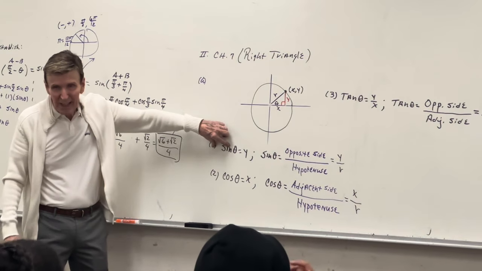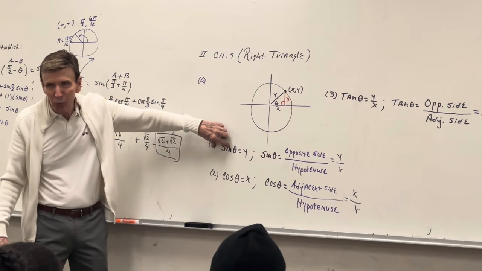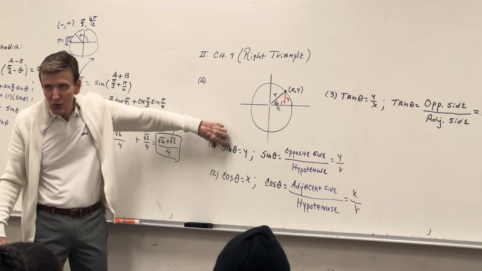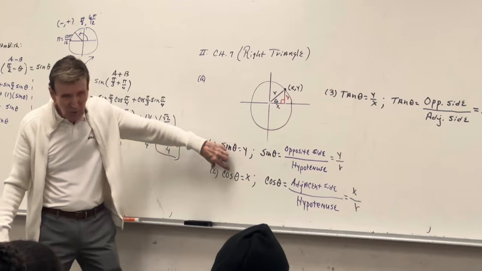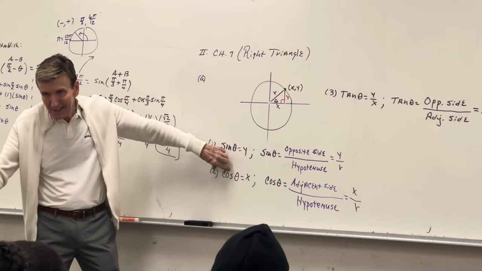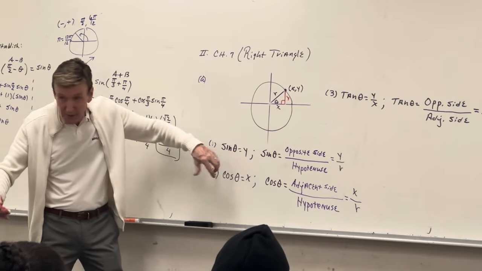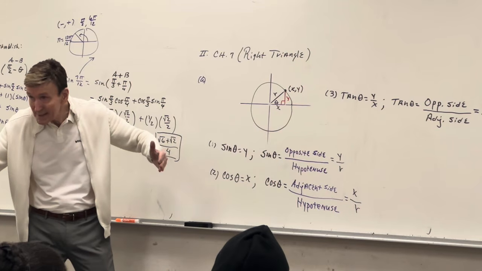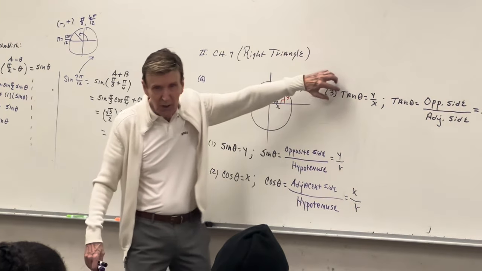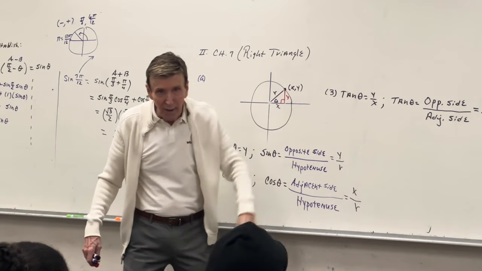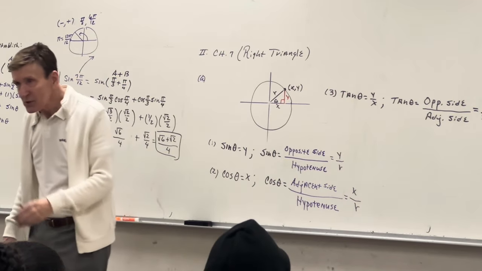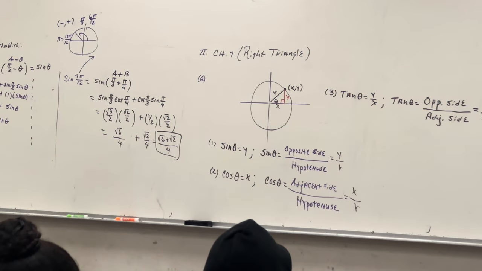Do I need cosecant? If sine is y, cosecant should be what? 1 over y. They are reciprocals. Cosine is related to secant, so secant should be the reciprocal, which is 1 over x. And if I ask you for cotangent, the reciprocal is x over y. And now you have these definitions on a right triangle.